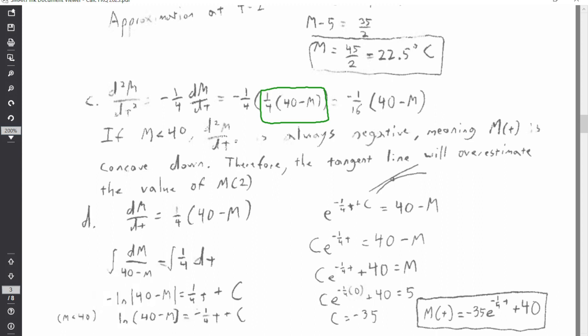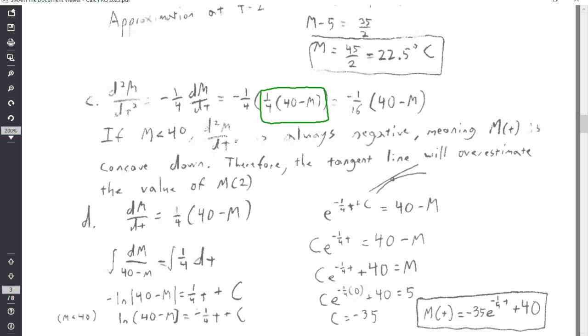That would happen with the 40 minus m. The derivative of 40 minus m is negative 1, so I need the negative out in front to counteract that. I took away the absolute value bars because 40 minus m is never going to be negative, because m is always below 40.